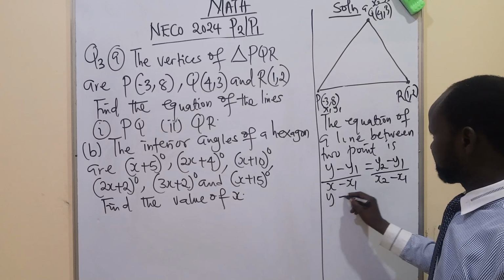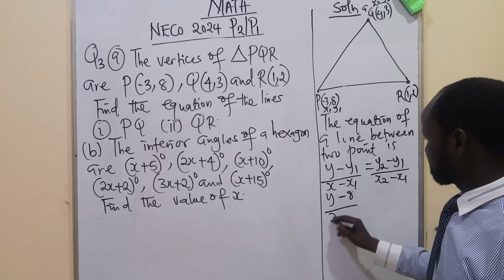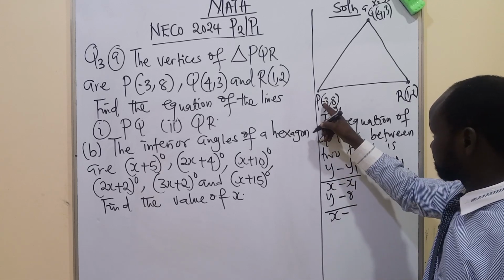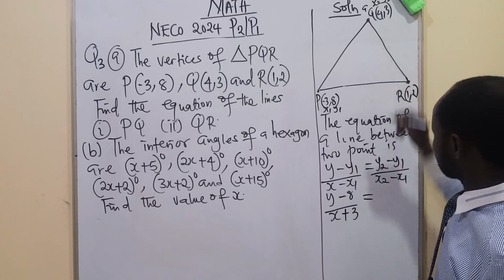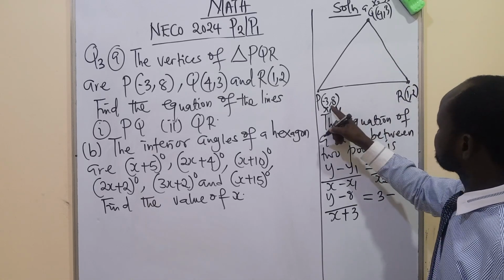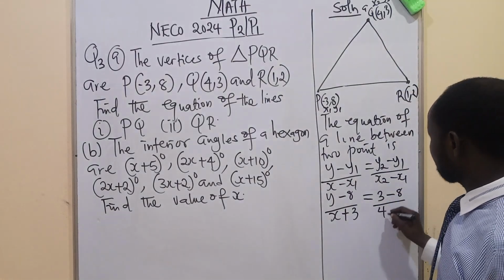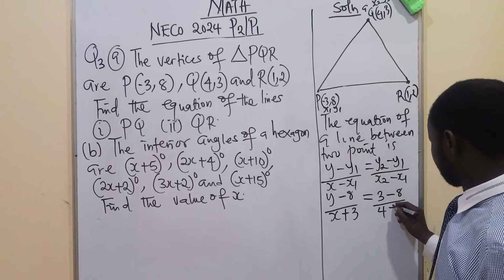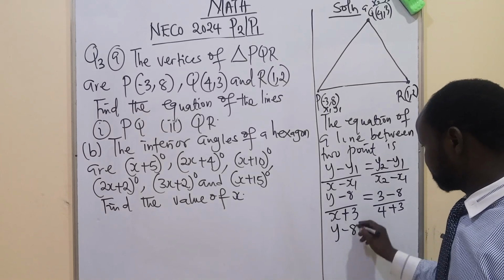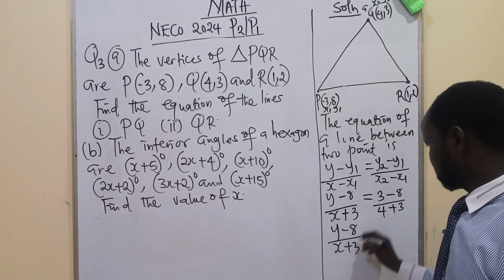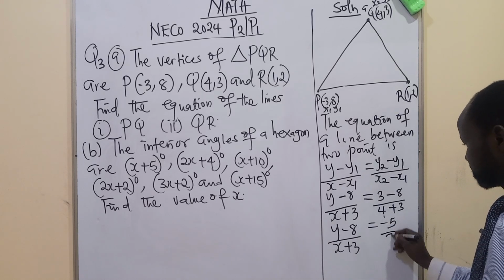We'll have y minus y1, which is 8, divided by x minus x1, which is minus 3. Minus times minus is plus, so here will be plus 3, equals y2, which is 3, minus y1, which is 8, divided by x2, which is 4, minus x1, which is minus 3. That will be plus 3. So this will be (y minus 8) divided by (x plus 3) equals 3 minus 8, which is minus 5, divided by 4 plus 3, which is 7.